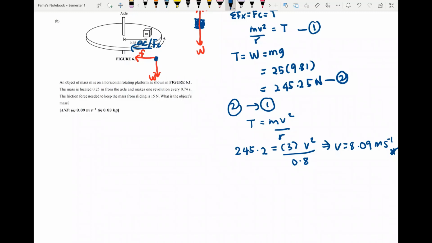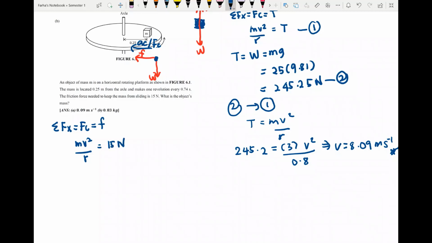Okay, so apa yang kita perlu buat? Kita masukkan dalam formula the sum of Fx equals to Fc. Sebab sekarang hanya part Fx saja yang contribute the centripetal force, which is Fc kita adalah disebabkan oleh friction. Okay, Fc equals to mv square over R. Okay, dan sekarang friction dia dah beri 15 Newton.